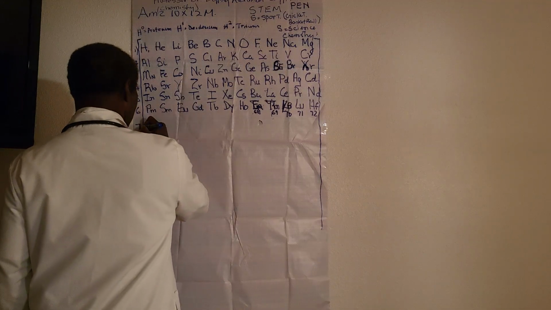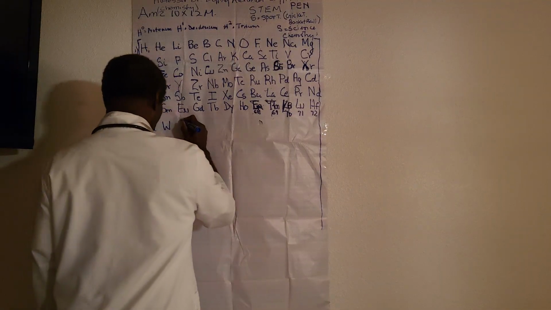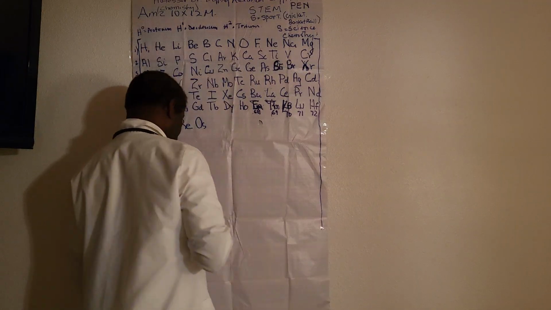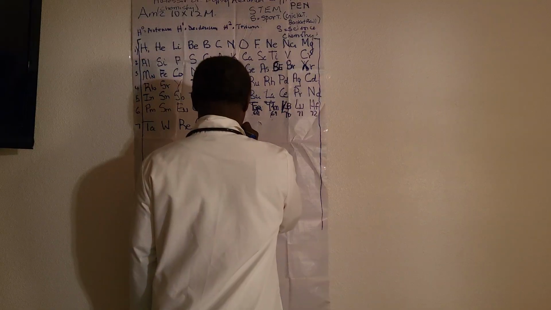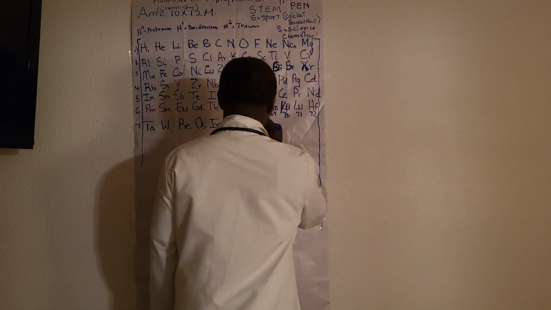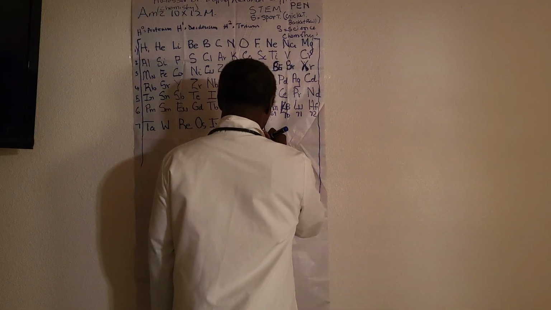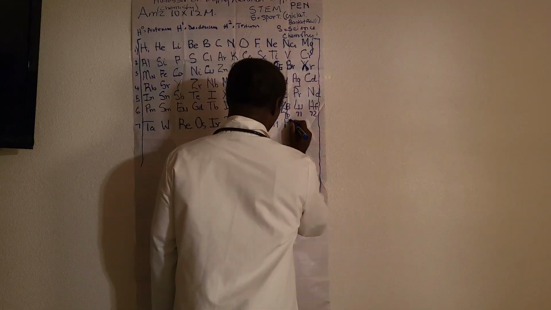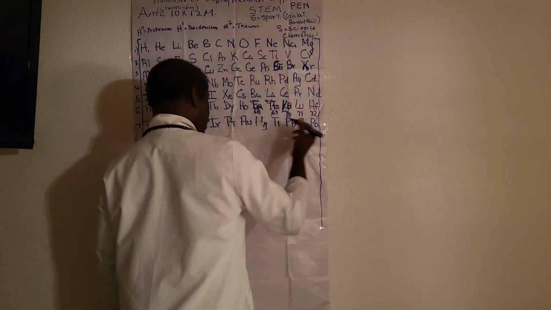And so we move up to 7 here. At 73 we have tantalum, Ta, 74 tungsten, W, 75 rhenium, Re, 76 osmium, Os, 77 iridium, Ir, 78 platinum, Pt, and 79 gold, Au. 80 mercury, Hg, 81 thallium, Tl, 82 lead, Pb, 83 bismuth, Bi, and 84 polonium, Po, divisible by 12.